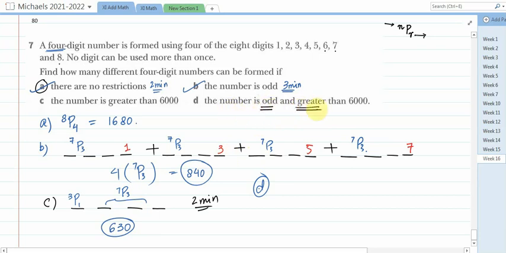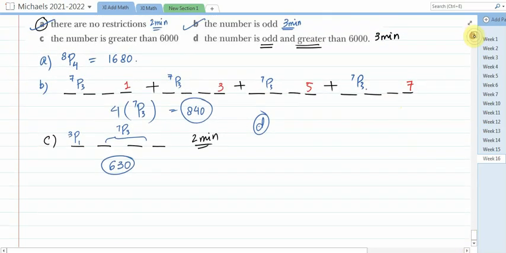So for this type of question, you need to make cases so that there won't be any confusion and you might get your answer very easily. So first give it a try. You have a time of 3 minutes and then I'll tell you the right answer. So start. Alright, so it says the number is odd and greater than 6,000.